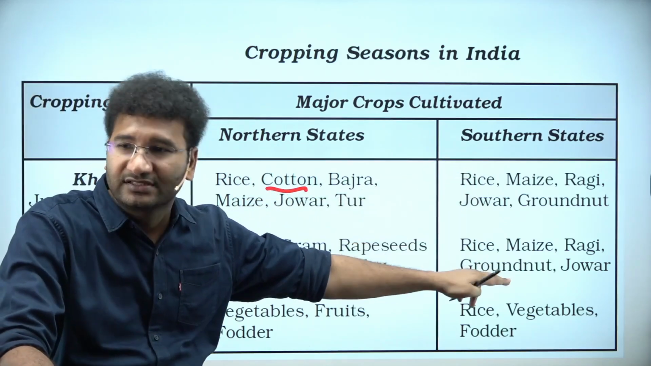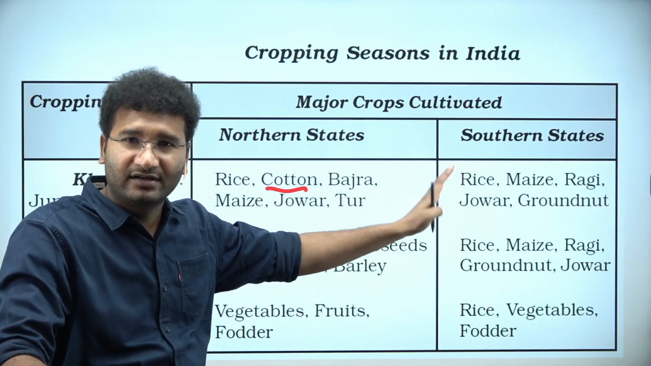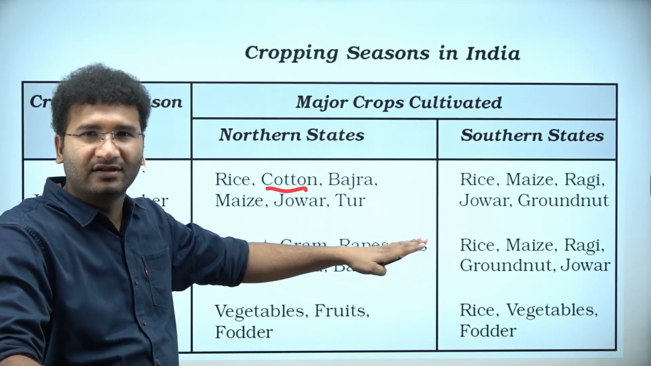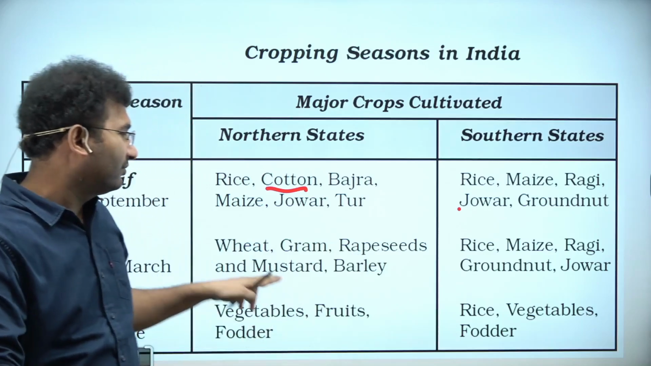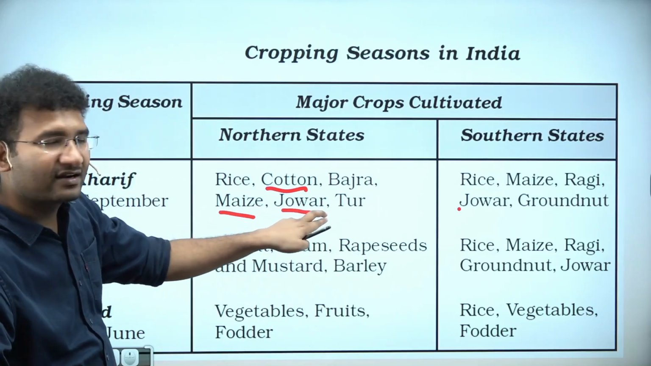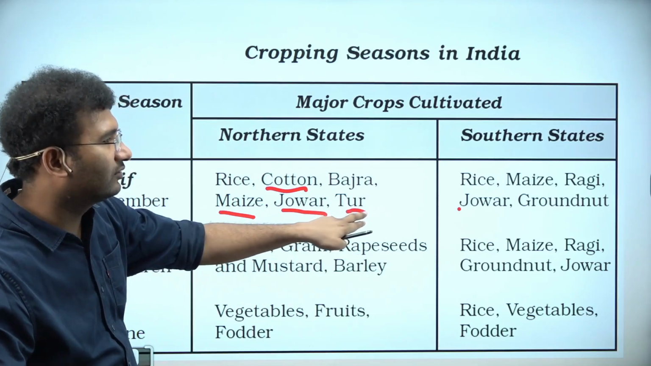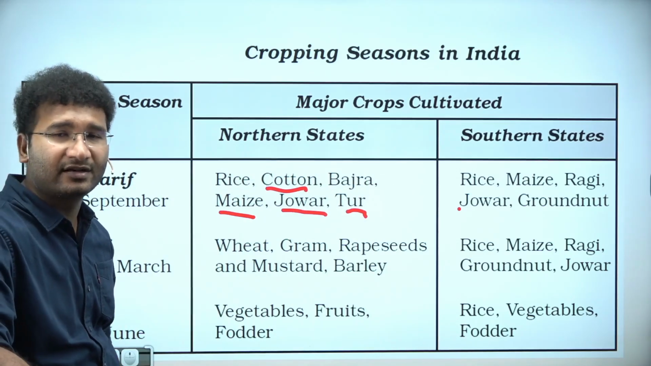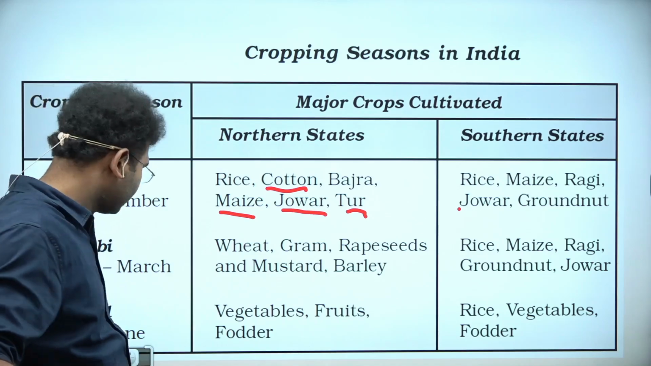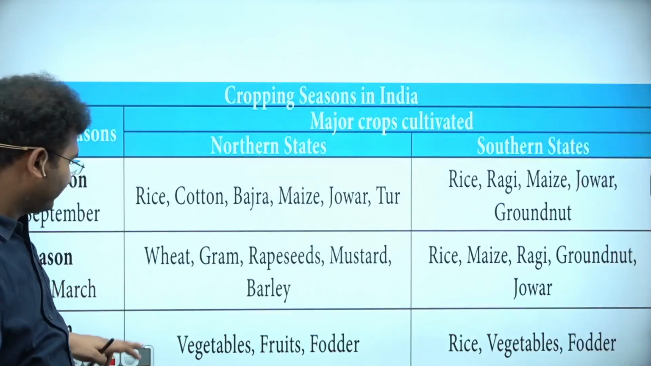Cotton is also grown in southern part in Maharashtra and southern regions, Andhra Pradesh region, Deccan Plateau region. You can also write here cotton as well. But maize, makka, it is grown. Tur dal is grown. And rice, maize, ragi, jowar, groundnut, these are the entities that can be grown. Right? Okay. See here.